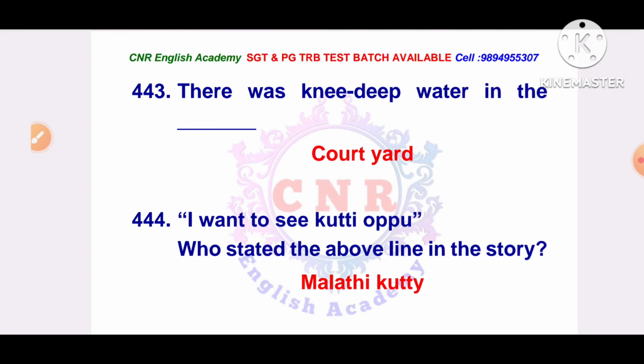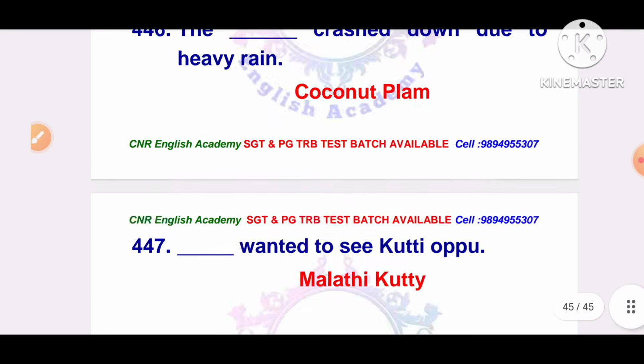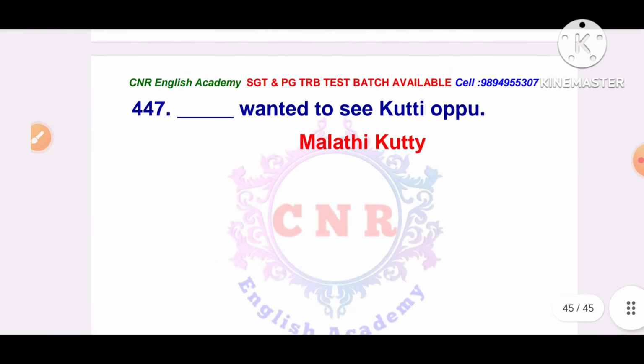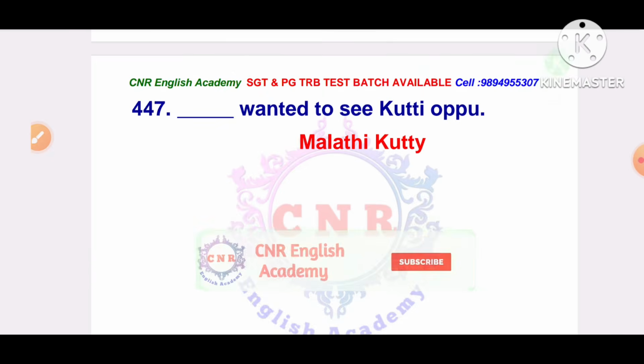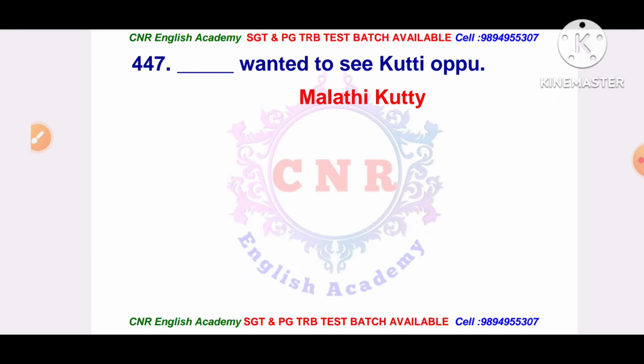Next one. I want to see Kutti Oppu. Who stated the above line in this story? Answer: Malathi Kutti. Next one. Will the house collapse? Who uttered the above line in the story? Answer: Muttashi. Next one. The dash crashed down due to heavy rain. Answer: coconut palm. Next one. Dash wanted to see Kutti Oppu. Answer: Malathi Kutti.